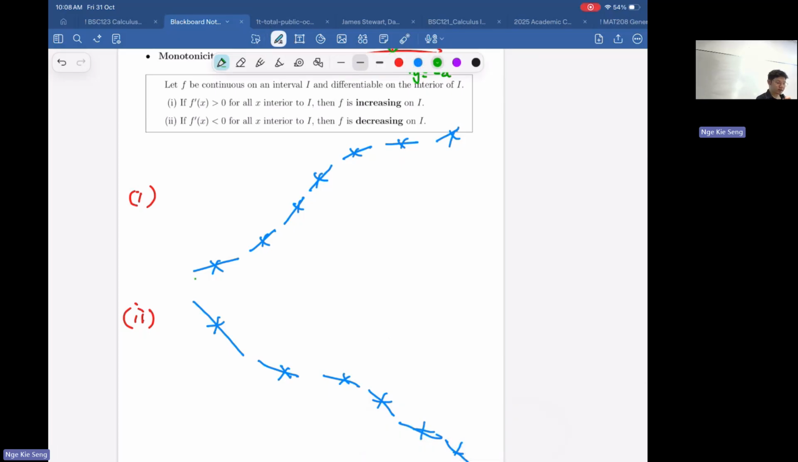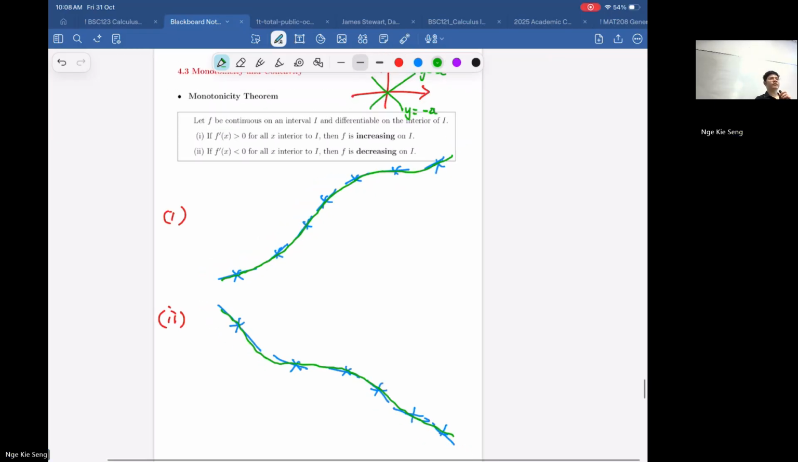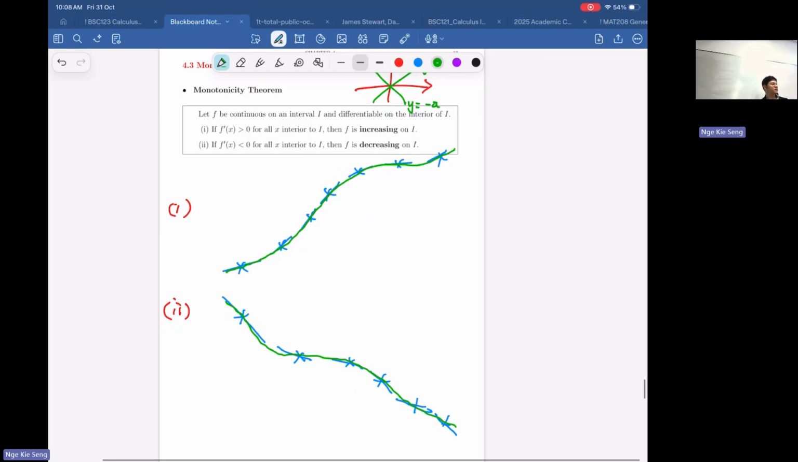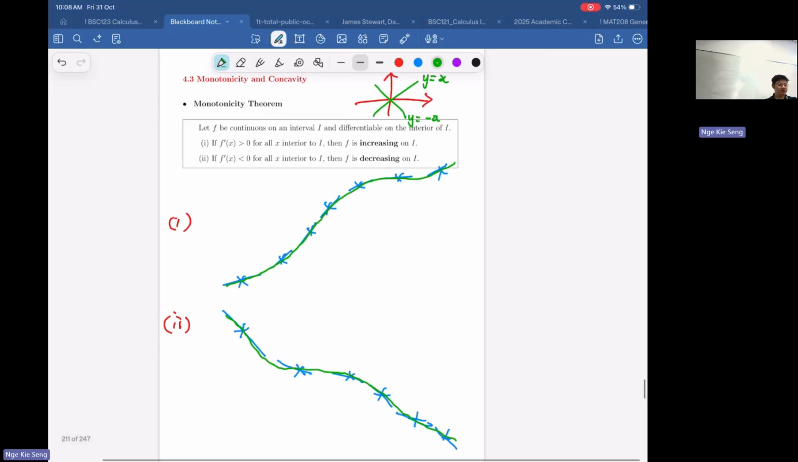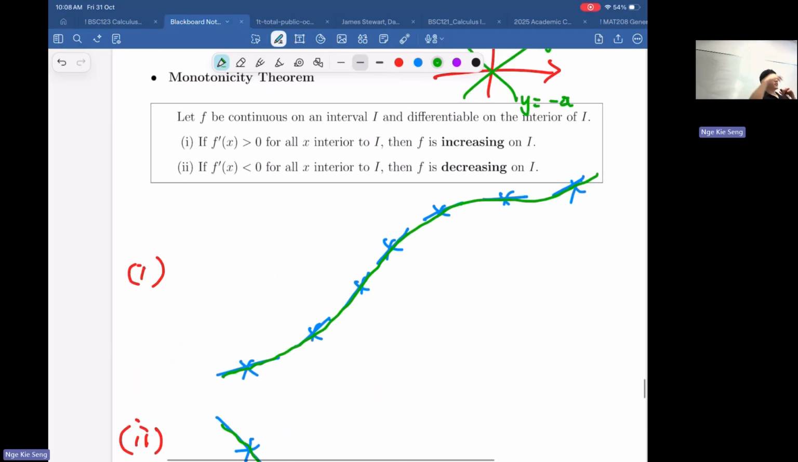So we can try and connect all these tangent lines. Make sense? Okay. But another way to remember, right? Greater than zero is like positive, so increasing. Less than zero is decreasing. Okay, can you remember so far? And later we're going to use it to find maximum and minimum.